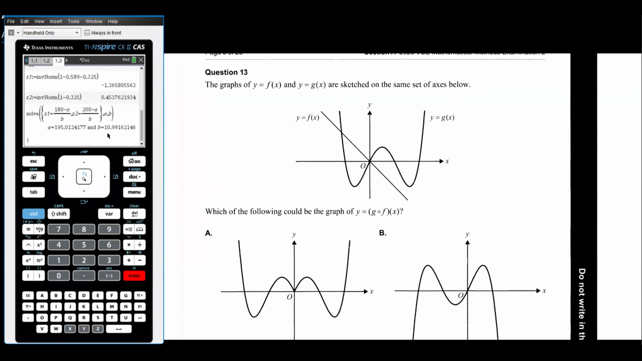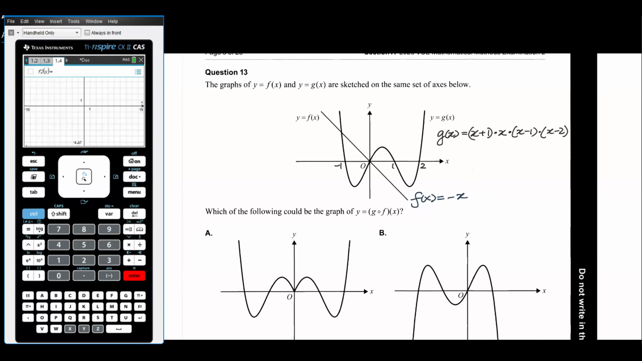Question 13, well, you could guess, let's say, g of x. Suppose this is 1, this is minus 1, 2. You can have x plus 1 times x minus 1 times x minus 2. And f of x, you might guess this is a negative x. So you want to get the graph of g of f of x.